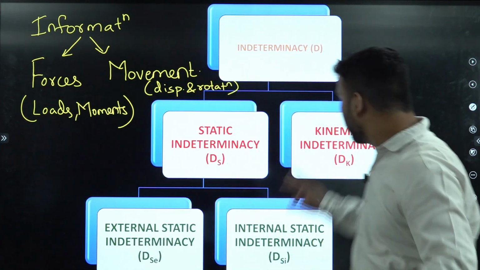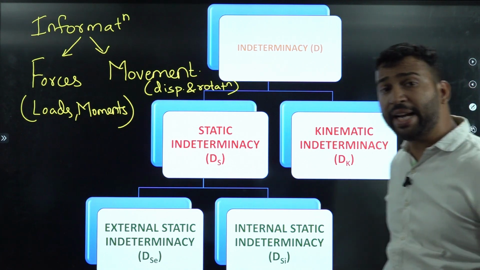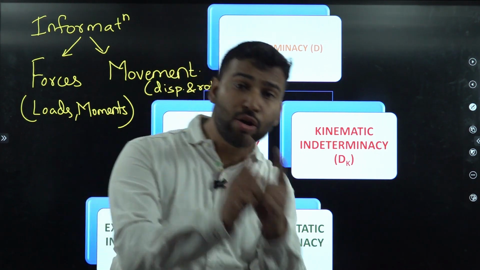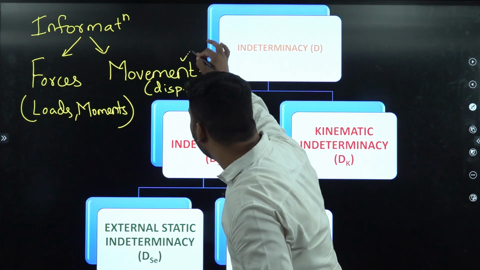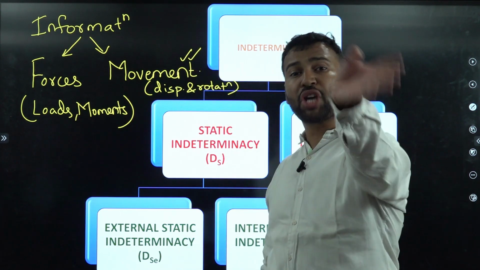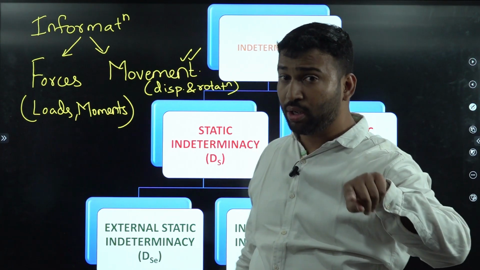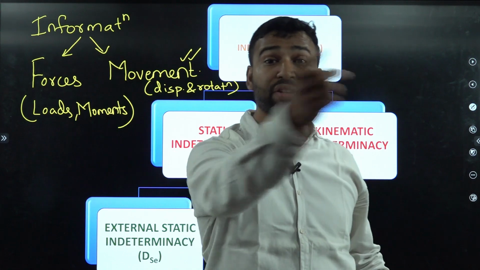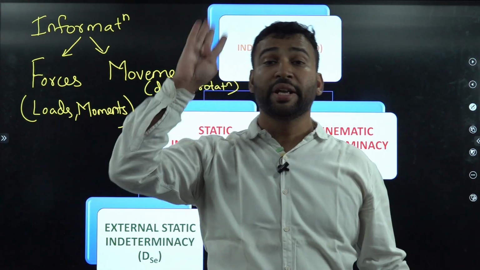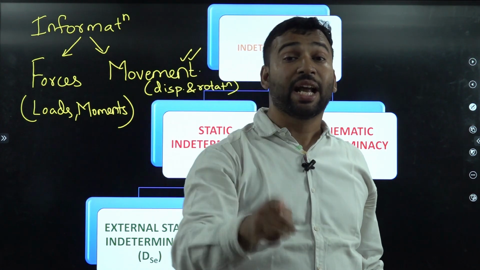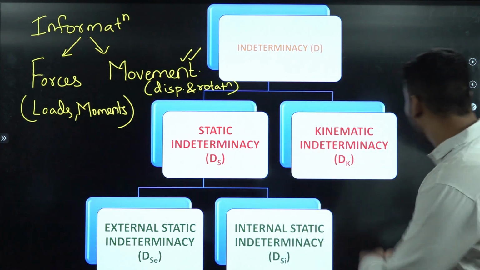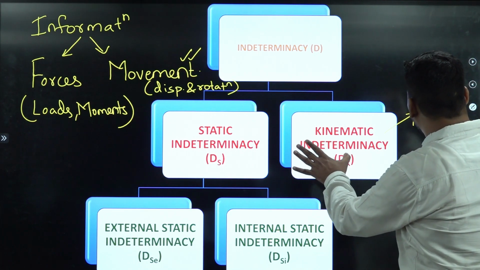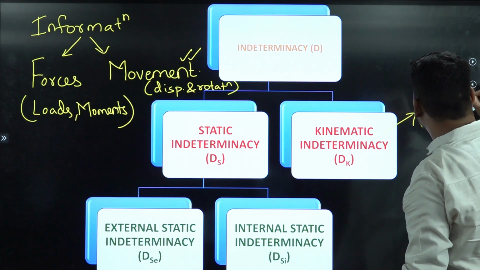Yes, definitely. Next is kinematic indeterminacy, denoted by D suffix k. Now what does kinematic indeterminacy mean? The number of unknown movements in a structure which cannot be solved with the theory of equilibrium alone. What does it mean? If we are not able to find the displacements and rotations present as unknowns in the structure by the theory of equilibrium alone, then it is known as kinematic indeterminacy. Means in kinematic indeterminacy, we have unknowns in the form of movements which cannot be solved with the theory of equilibrium alone.